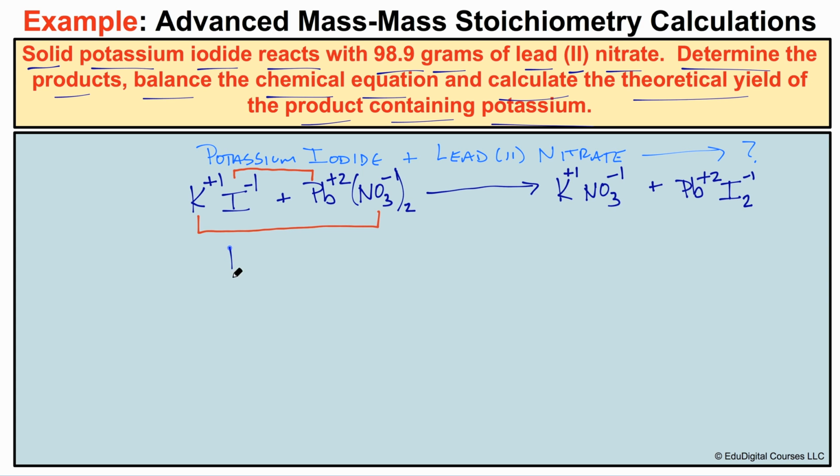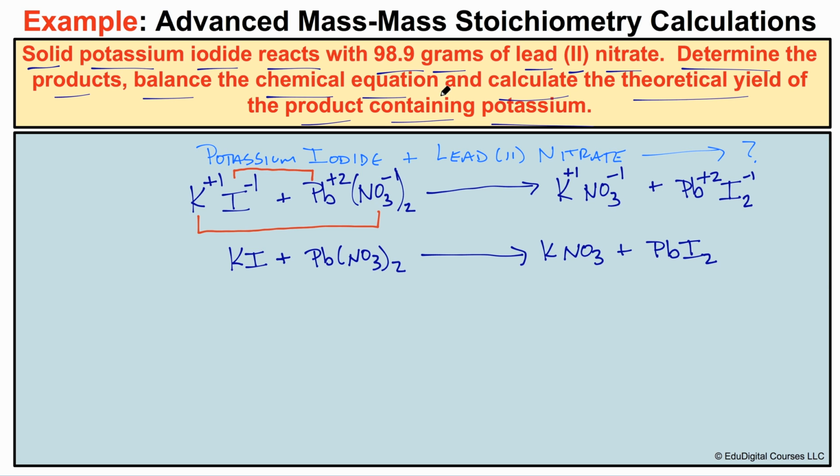Well, if we take a look, we have potassium iodide reacting with lead 2 nitrate, and this is going to end up producing potassium nitrate and lead 2 iodide. So here is our chemical reaction equation. So we've determined the products already. What we now need to do is balance our chemical equation.